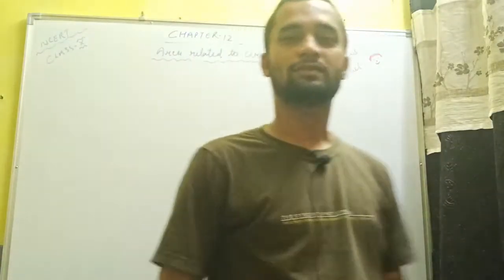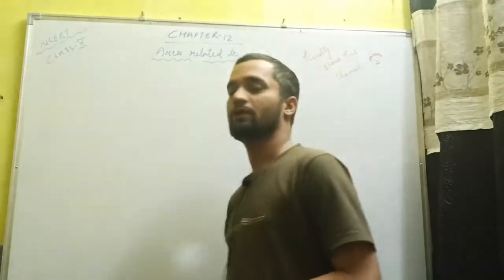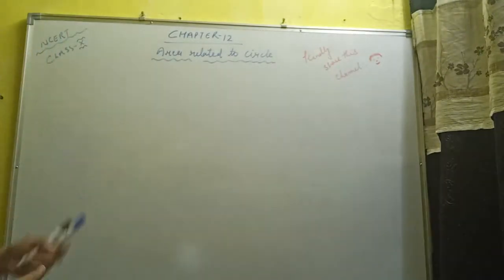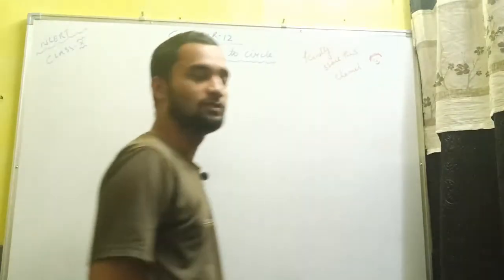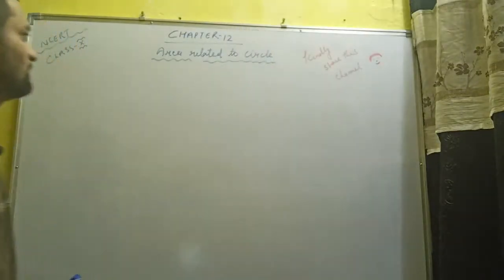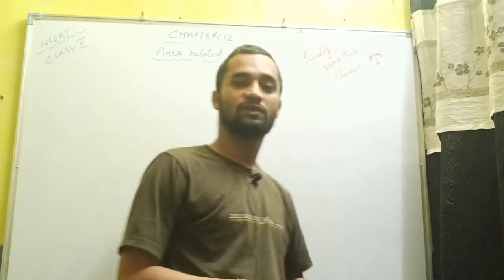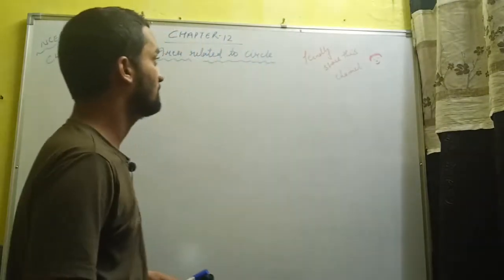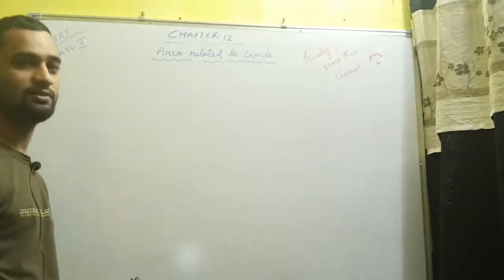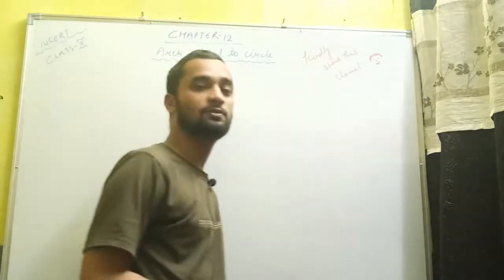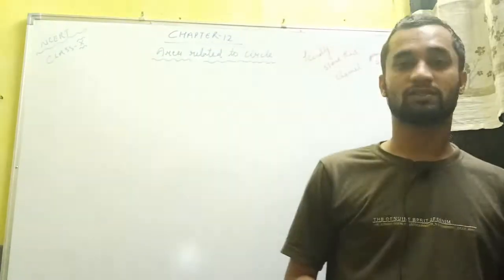Good morning, students. This is Sushil Misra, and today we are going to start chapter 12, Area Related to Circle, NCERT book, class 10. As you know, in the previous chapters we have studied about circle. In the 10th chapter we discussed circle. In the 11th we discussed the construction related to circle, and now in the 12th chapter we are going to discuss the area of the circle.